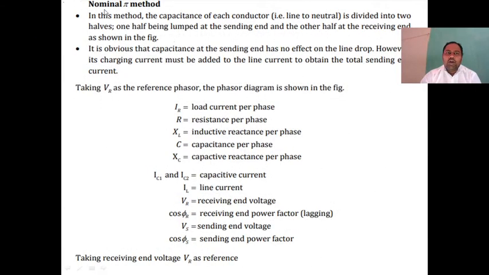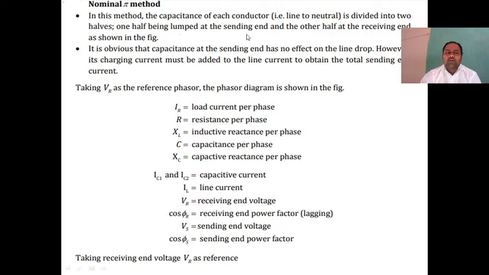So what is the nominal pi method? In the nominal pi method, the total impedance lies in the middle of the transmission line. Half of the capacitance is on the sending end side, and the remaining half is on the receiving end side. So this is the configuration.